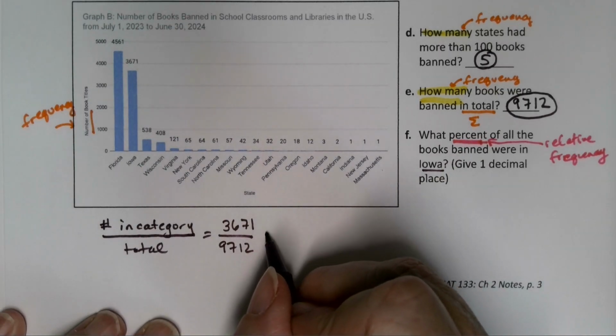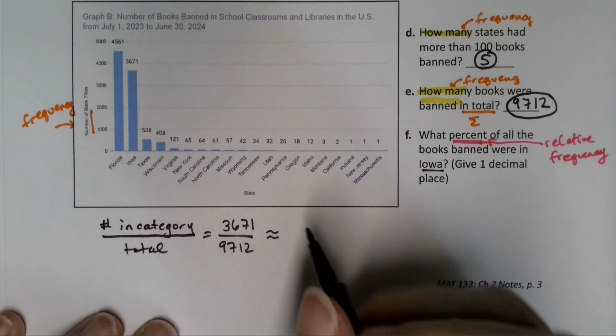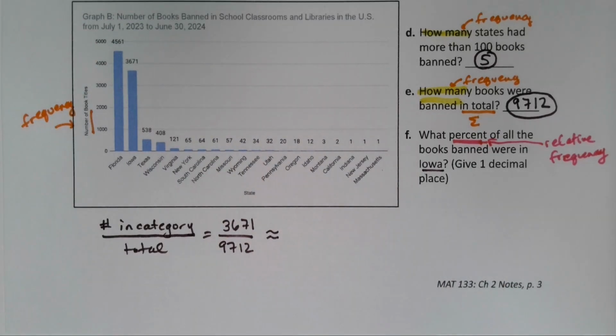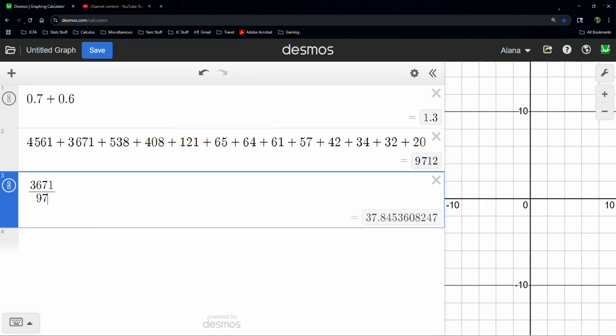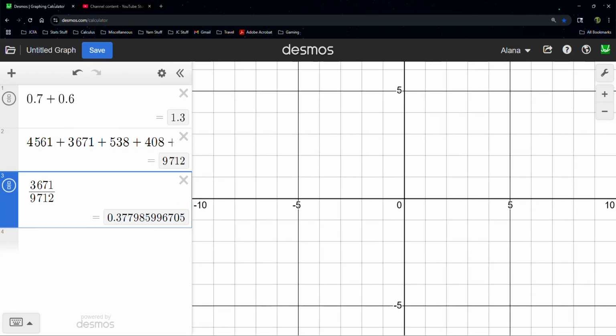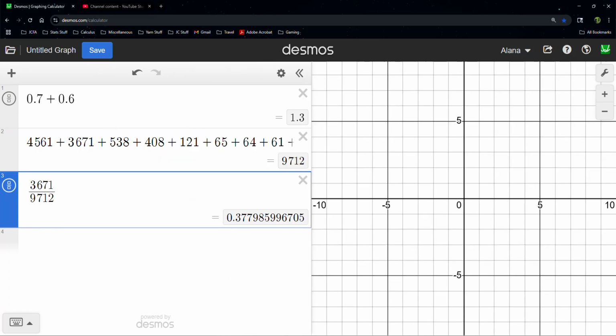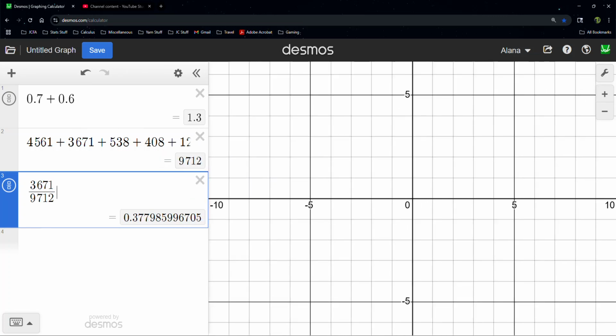So we need to first find this as a decimal. So we're going to take 3671. We're going to divide by 9712. Oh, for the record, when you're on a computer, not so much on your phone, you can actually move this line wider and narrower depending on what you want. All right, and we see the decimal is 0.377985. That's, well, 986 actually, if we rounded that 6. Because the next number after the 5 is another 9.